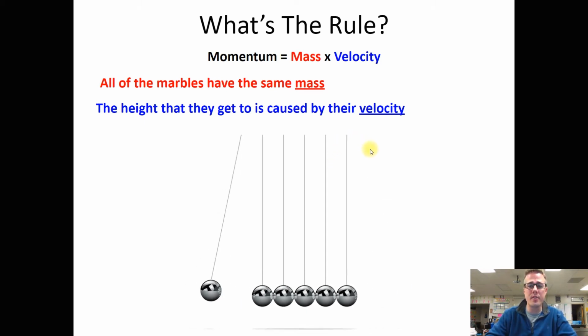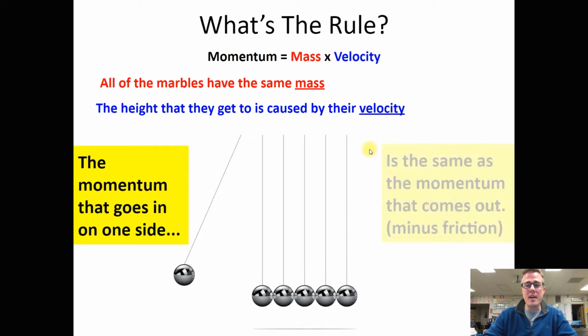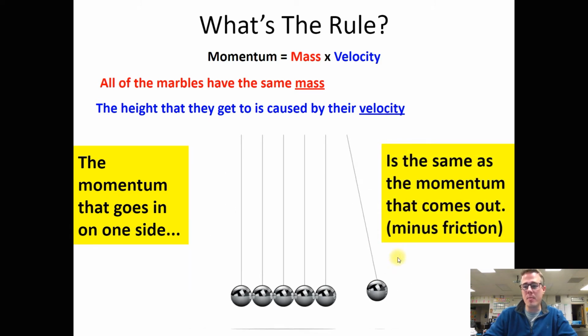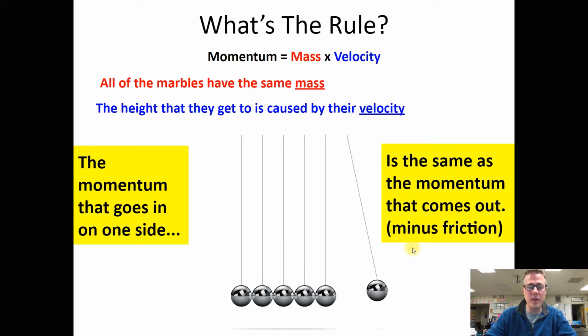So the rules for this, if you don't have something similar to mine, you're going to change it or add to it. The momentum that goes in on one side is always the same as the momentum that comes out on the other side. In real life, we would subtract friction, but in this situation, we get to ignore it.